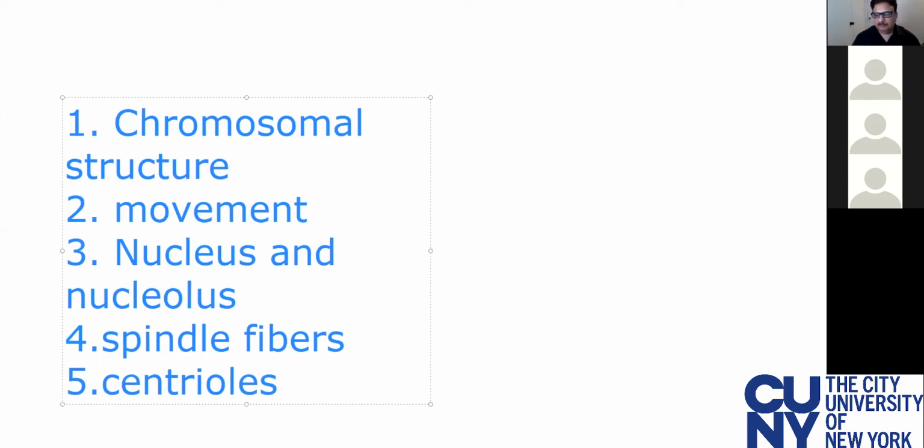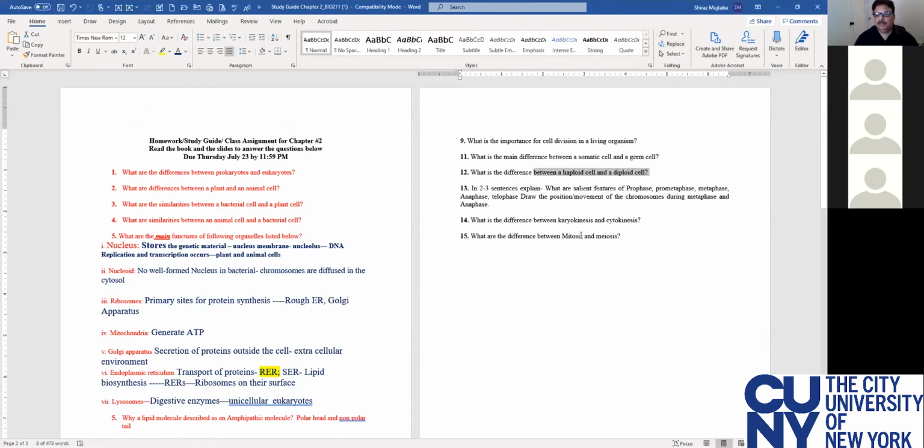So that's what I meant when I asked you. Now, question number 14 is, what is the difference between karyokinesis and cytokinesis? As I mentioned before, karyokinesis is division of one nucleus into two daughter nuclei, and cytokinesis is division of one cytoplasm into two daughter cells.